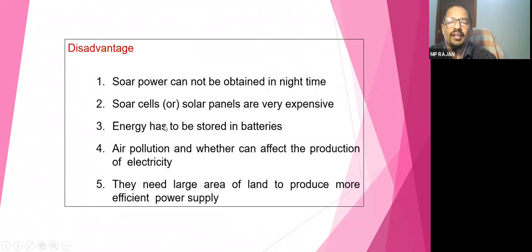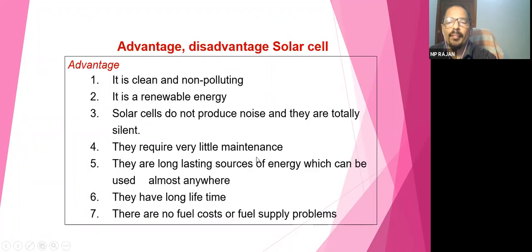Okay. And it requires very less maintenance. A solar cell once it is made, once it is connected, आपको cleaning का जरूरत है बस. बेड शीटिंग नहीं होना चाहिए, डस्ट नहीं होना चाहिए और कोई मेंटेनेंस नहीं होती. If you are using a diesel generating system, frequent maintenance is required. And they are long lasting sources of energy which can be used almost anywhere. So everywhere in the world this is available.